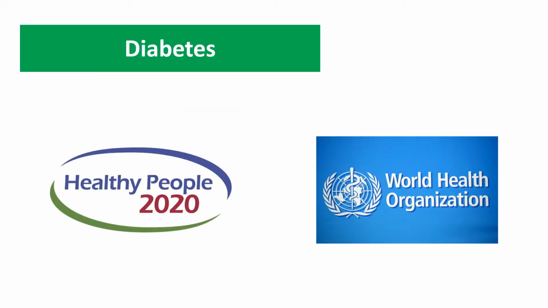Both Healthy People 2020 and the World Health Organization acknowledge the need to address this growing health issue. Diabetes affects an estimated 30.3 million people in the United States and is the 7th leading cause of death in the United States and globally. The goal of Healthy People is to reduce the burden of diabetes and improve the quality of life for all persons who have or are at risk for diabetes.